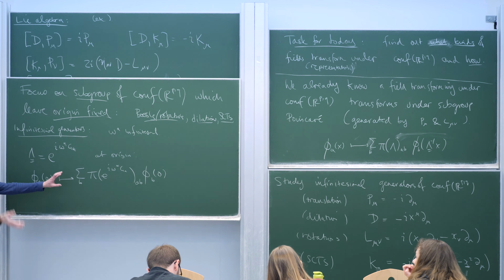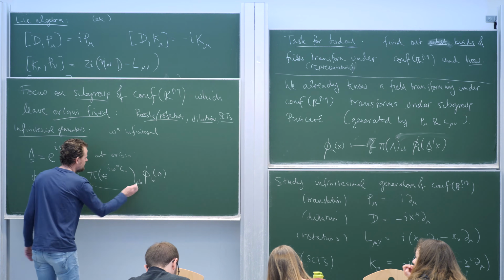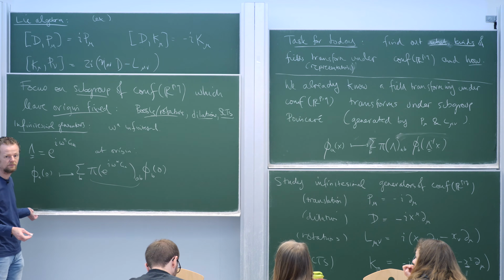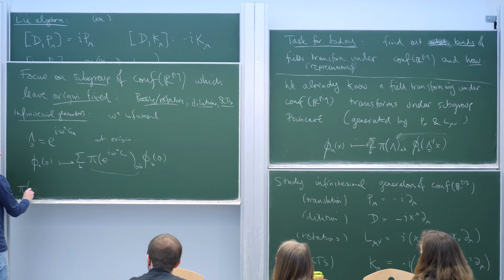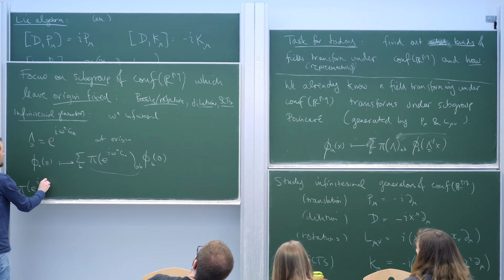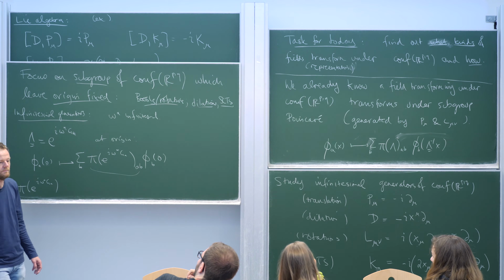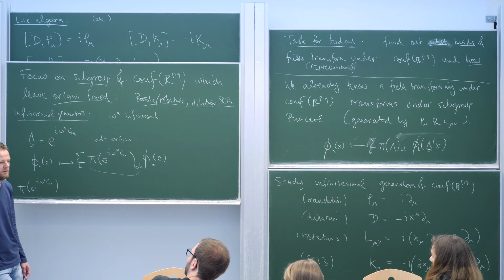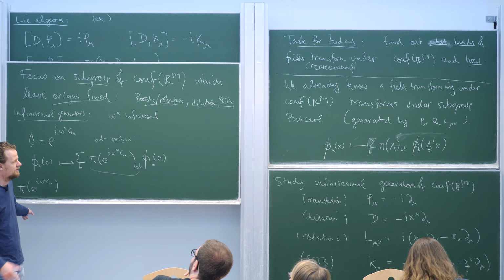So by composing these transformations one after the other, you'll see that these matrices, which are just matrices now, will form a closed representation themselves. You can focus on the subgroup that leaves the origin fixed because it doesn't care about translations. So the question is, why am I focusing on the subgroup here? The answer is we want to understand D and K.